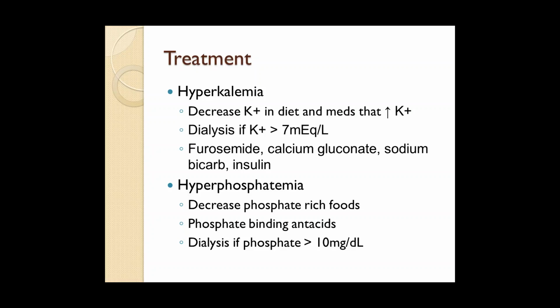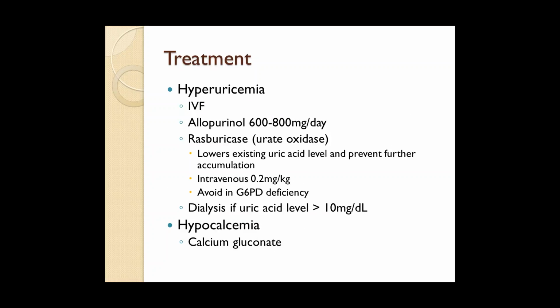For patients who have hyperphosphatemia, they will be instructed to decrease phosphate-rich foods in their diet. They may be placed on phosphate-binding antacids and might require dialysis again if the level of phosphatemia is extreme or greater than 10 milligrams per deciliter. For patients who develop hyperuricemia, aggressive IV hydration is often indicated, and if they're already on allopurinol, those doses are increased to 600 or 800 milligrams per day.